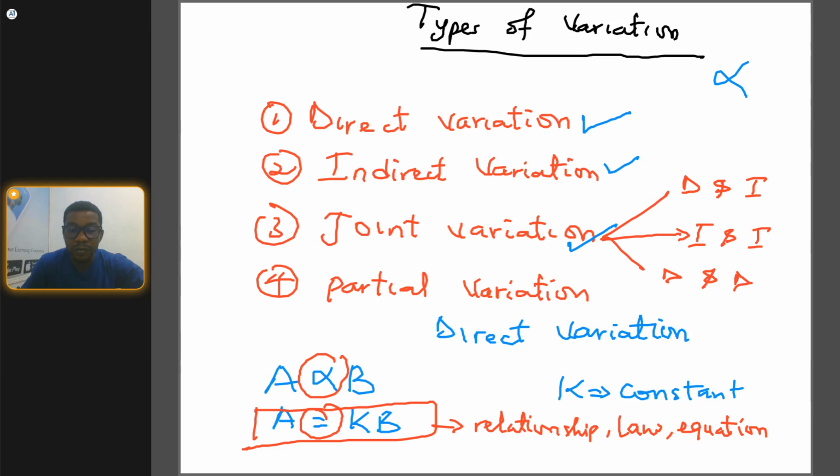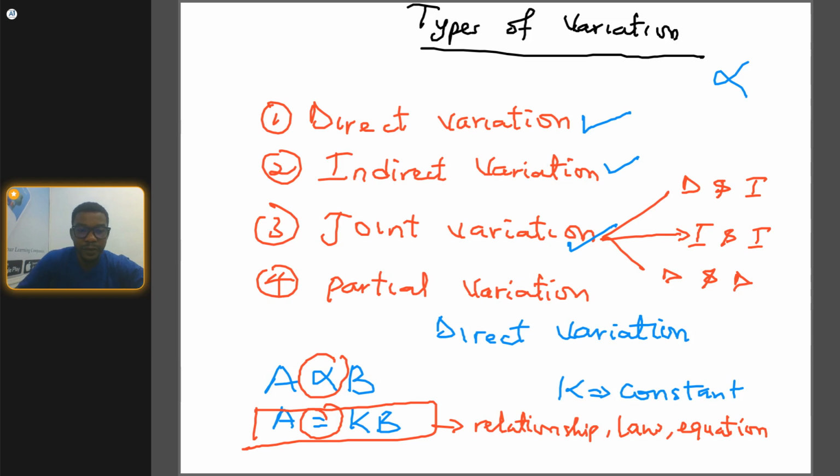So we are still on the direct variation, trying to explain the concept. I said A varies directly to B is also the same as saying A is directly proportional to B. So what we do is take away the variation sign and replace it with equals to. So if A is equals to KB, that expression is called the relationship, the law, or the equation.